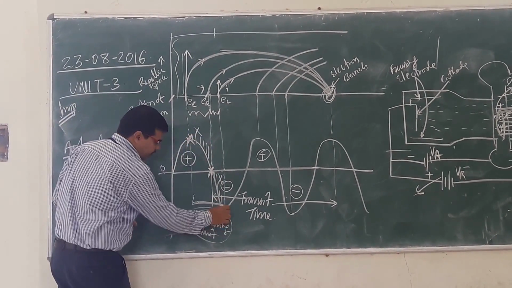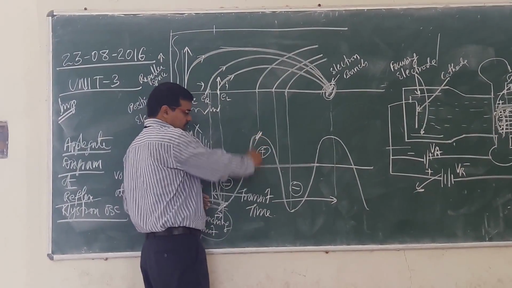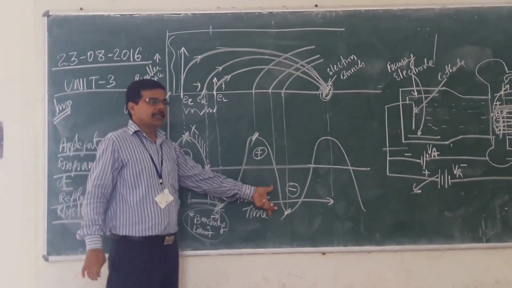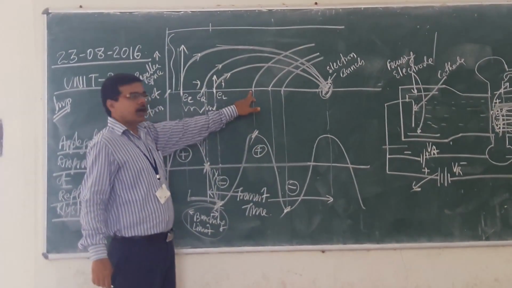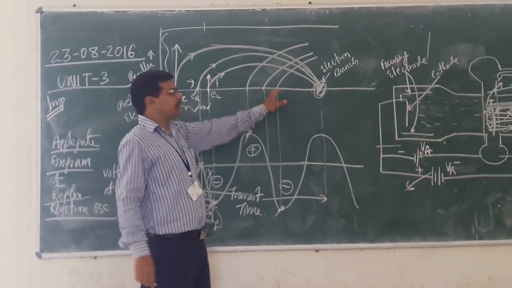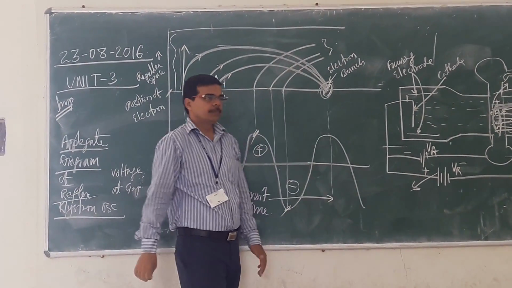So from here to here you are having the bunching limit. Again you will have another bunch. Another bunch will start from here to here. So here also you are having early electron, reference electron, and this is the late electron. They are also going to make another bunch.